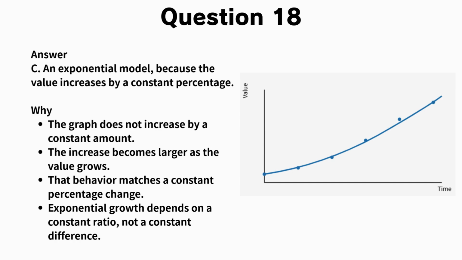Choice B is incorrect because a curve can look smooth without being linear. Choice D is also incorrect because exponential growth does not increase faster at the beginning. What matters is how the value changes, not just the shape of the graph.